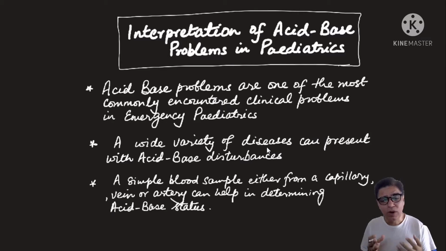Now, we know that a wide variety of diseases can present with acid-base disturbances. We need to detect these acid-base disturbances mostly at the bedside and take measures to correct these problems. Now, how do we detect that? A very simple blood sample, either from a capillary, a vein, or an artery, can help in determining the acid-base status. So in pediatrics, mostly at the bedside, we use either a capillary blood sample or a venous blood sample to determine the acid-base status.